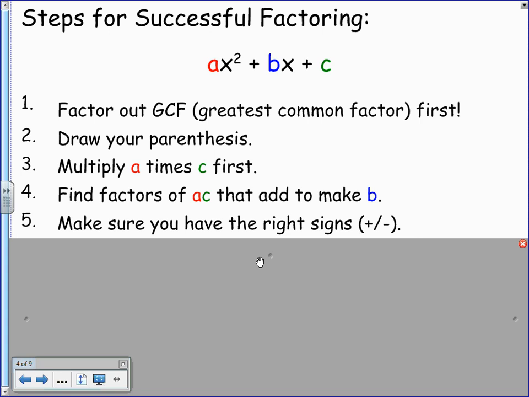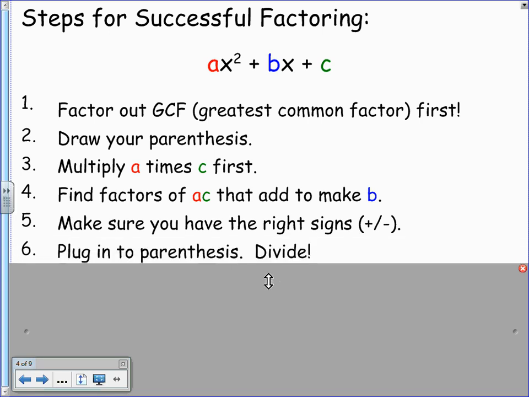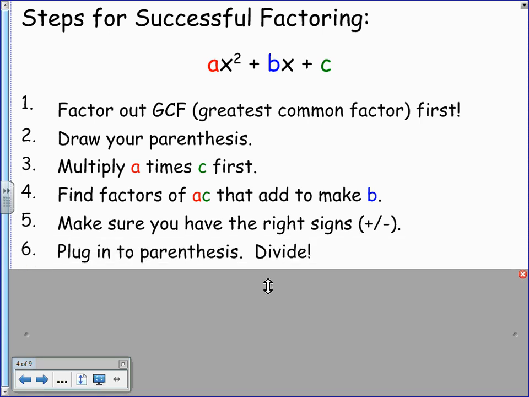Make sure that you have the right signs for your factors. If you don't have the right signs, then your final answer won't be right. And last, you'll plug these numbers into your parentheses, and don't forget about dividing at the very end. We'll look at 4 examples, and then you'll have some time to practice.